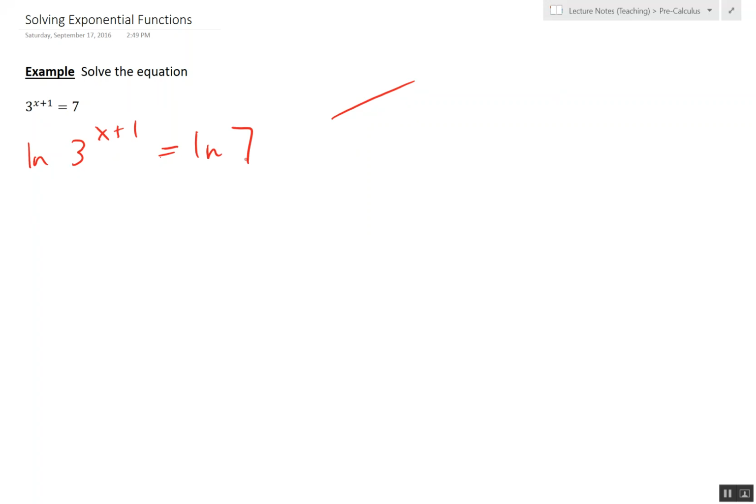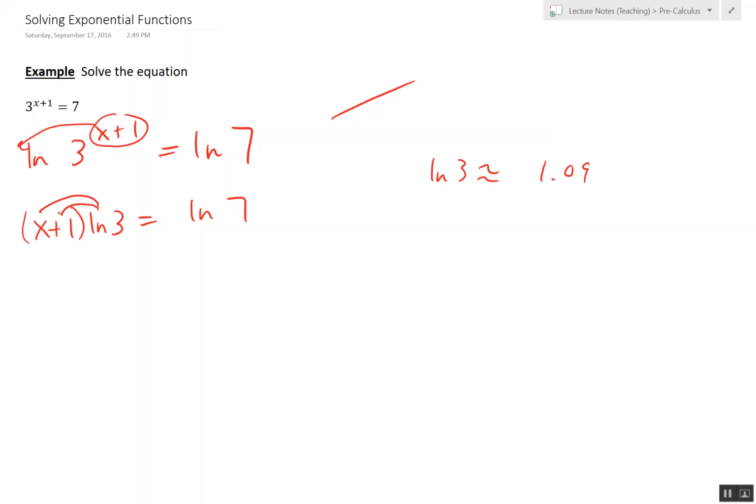And now we're going to use some rewriting properties here to get the x out of the exponent. So we'll have x plus 1 times the natural log of 3 equal to the natural log of 7. And here's the part that really confuses a lot of students: the natural log of 3 is just some number. If I run it in my calculator real quick, the natural log of 3 is approximately equal to 1.09. So it is an actual number, and it can be distributed to both terms here. So we have x ln of 3 plus ln of 3 equals ln of 7.